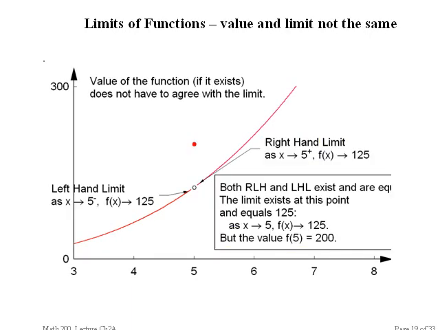This graph is the same as the previous one, only the function is defined at x equals 5, but it's defined as 200. Again, we can look at left-hand limits and get 125, look at the right-hand limit, get 125. They both exist, they agree, and therefore the limit of the function is 125. However, the value is still 200. So this just shows you a case where the limit is 125, the value is 200. And that's acceptable because the limit and the value are two different aspects of a function.